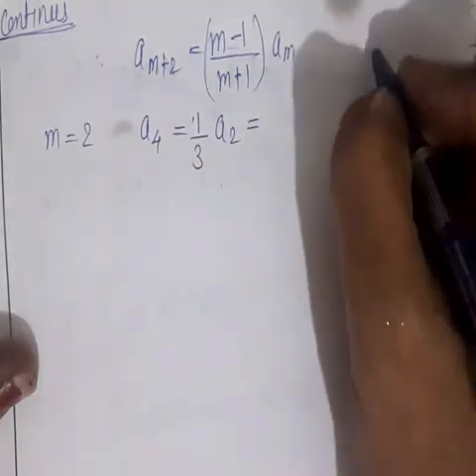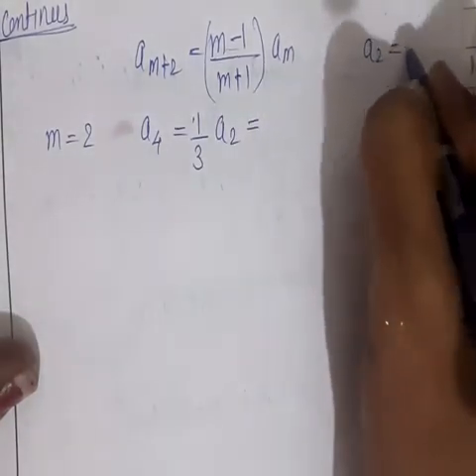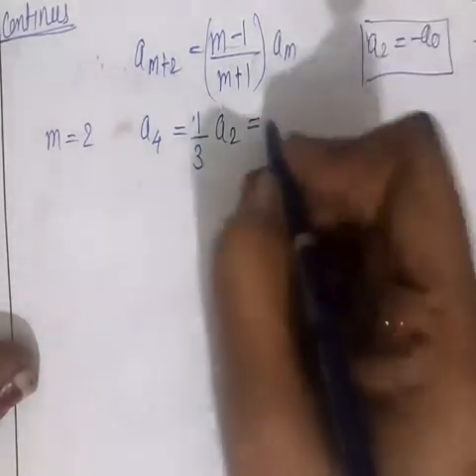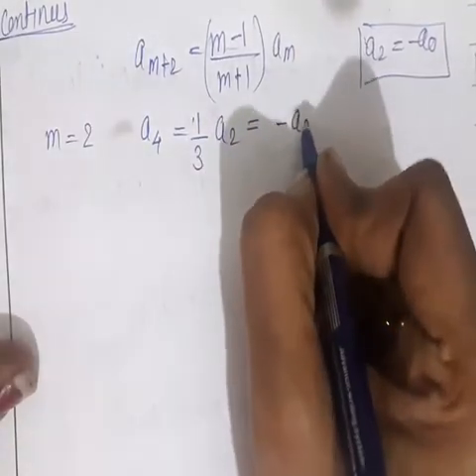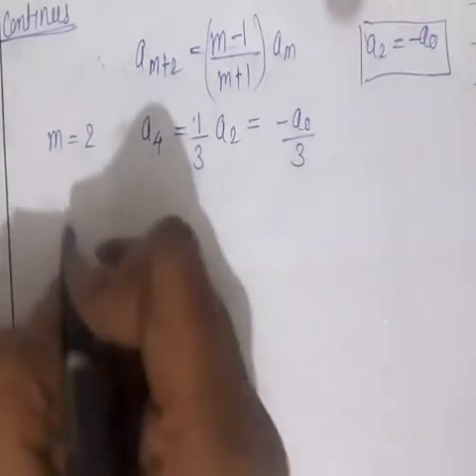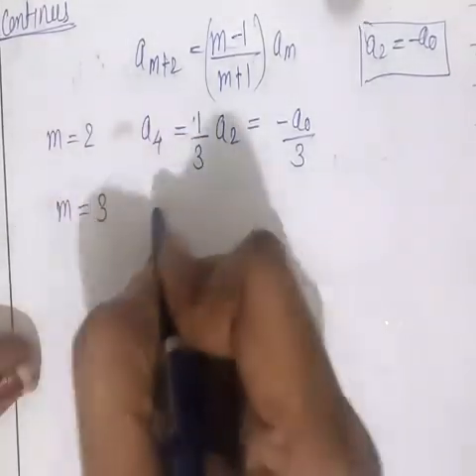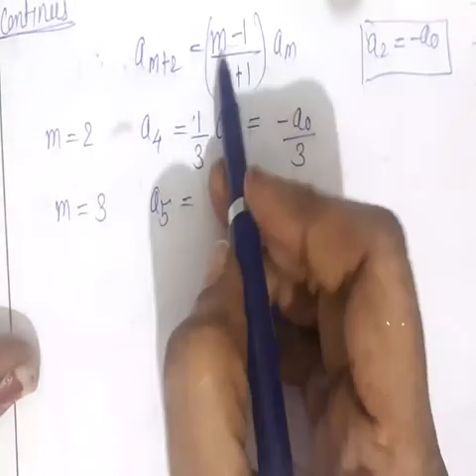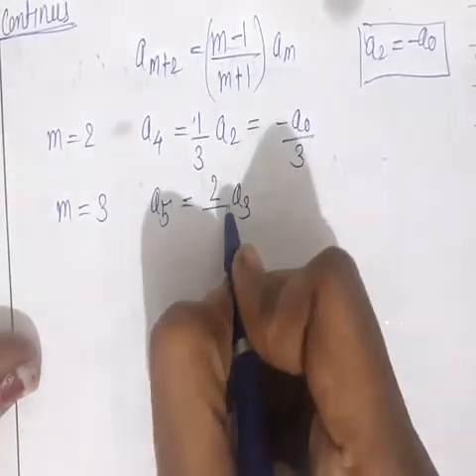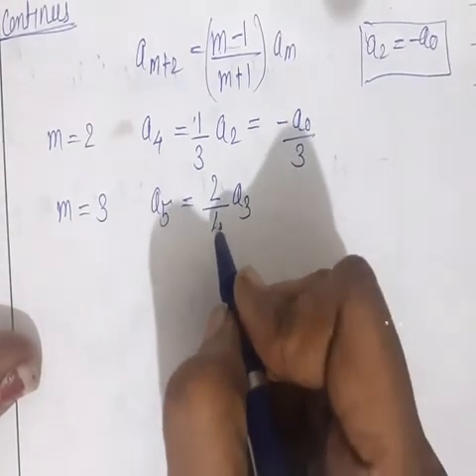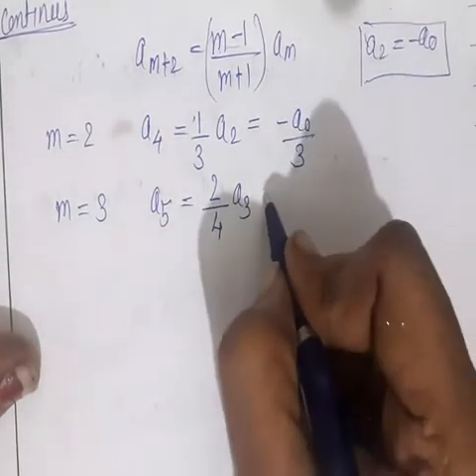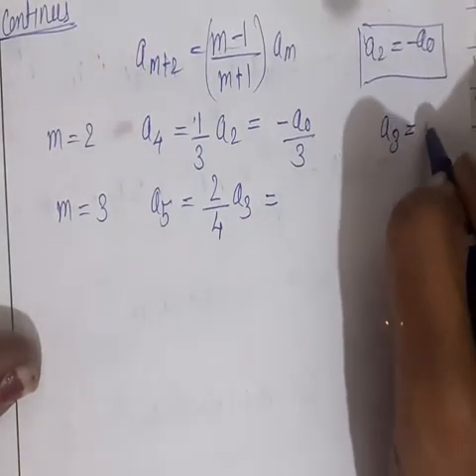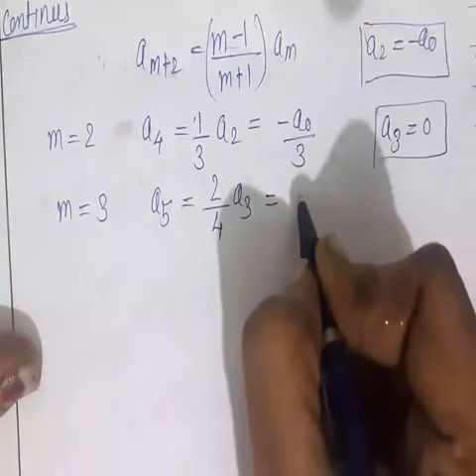What is the value of a2? a2 we have already found out, which is equal to minus a0. So put here a4 is equal to minus a0 by 3. Then next m is equal to 3. So a5 is equal to a3. Now m is equal to 3, so it is 2 divided by 4. 2 by 4 times a3, but a3 value is equal to 0. So this value becomes 0.